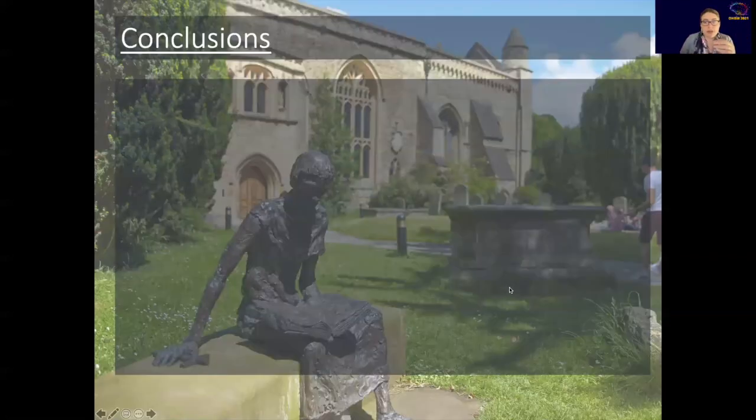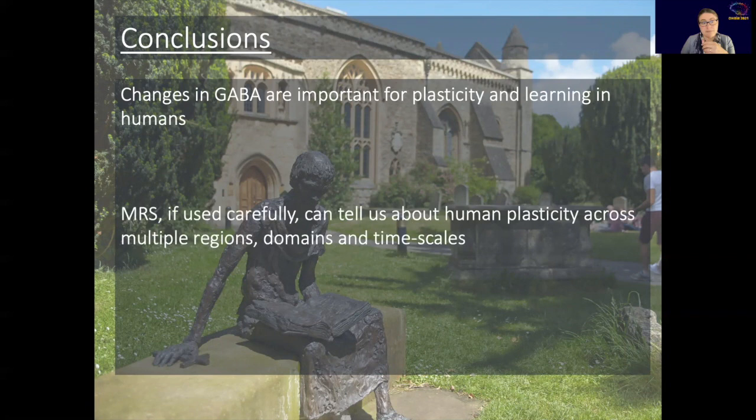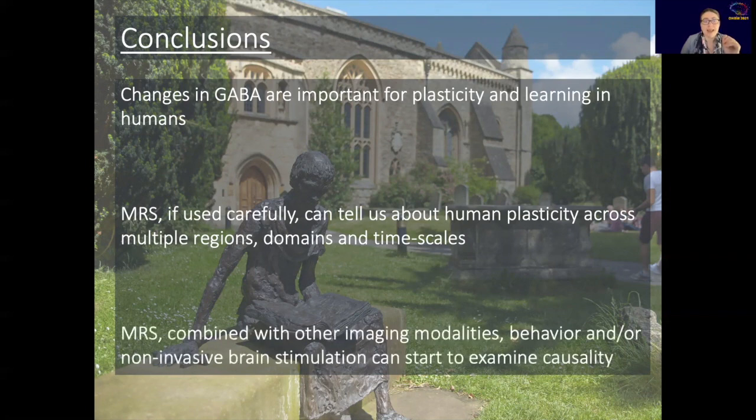So that's a bit of a whistle-stop tour, and I'm very happy to discuss any of this in the questions. I hope that I've given you a rationale for why we're interested in this in the first place and shown you that changes in GABA are important for plasticity and learning in humans. And that MRS, if used carefully, can tell us about human plasticity across multiple regions, domains, and timescales. And MRS combined with other imaging modalities, with behavior and non-invasive brain stimulation, can really start to unpick causality and can start to tell us about the behavioral importance and the relevance of the kind of relationships we're seeing.